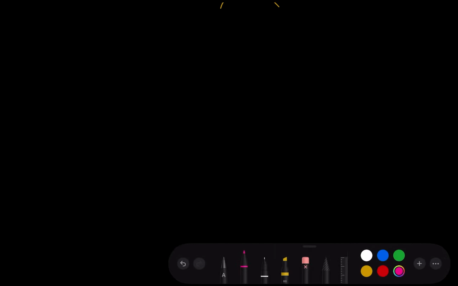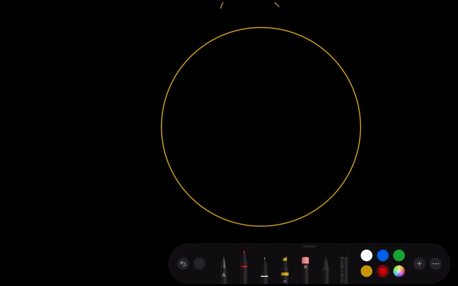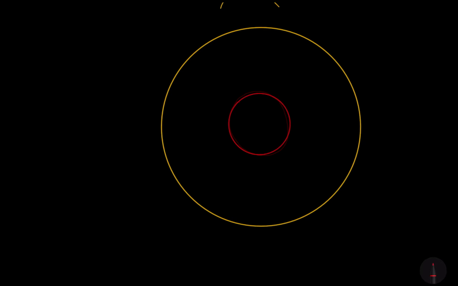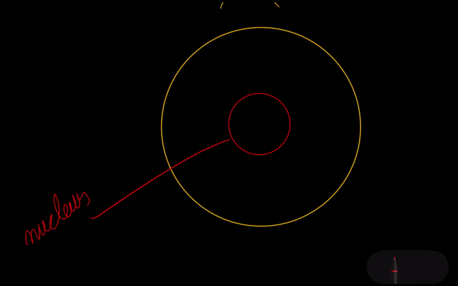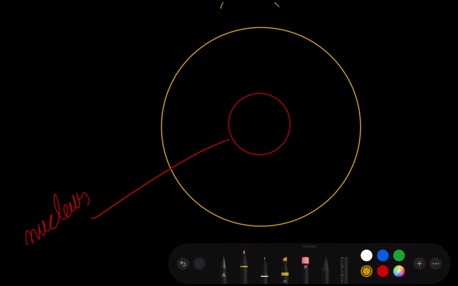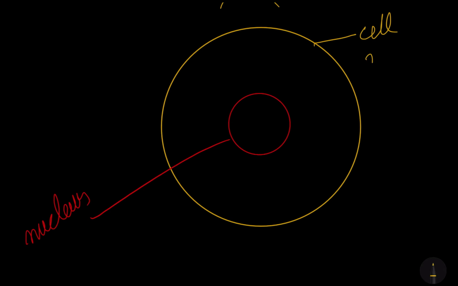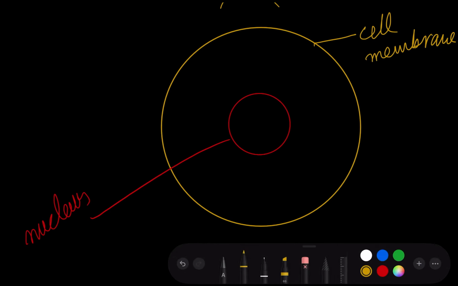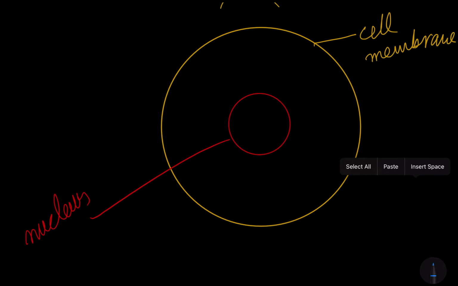Next we have an animal cell, which is like this, and inside the animal cell we have the nucleus in the center, and there is no cell wall present. There is a direct partially permeable membrane. And then you already know that inside the nucleus we have a nucleolus.